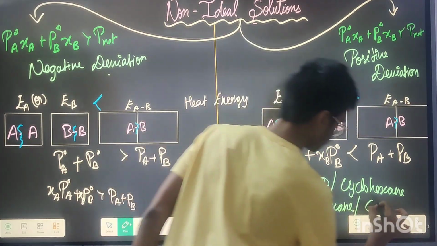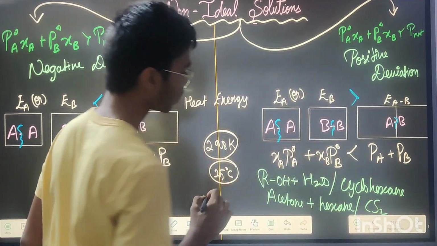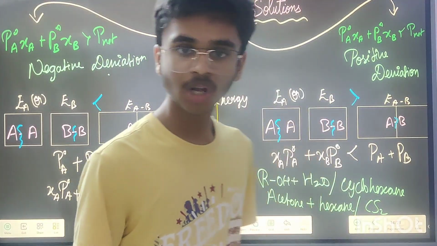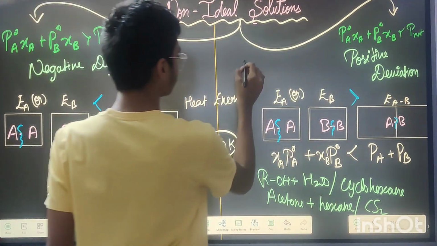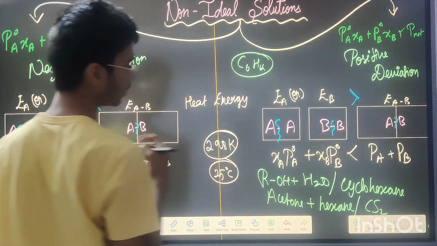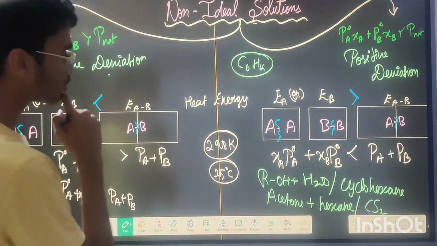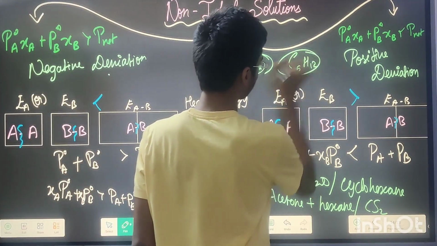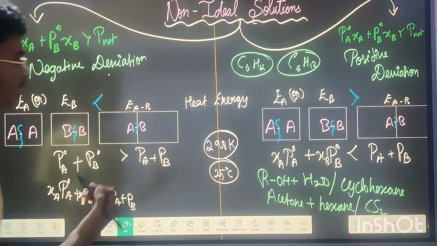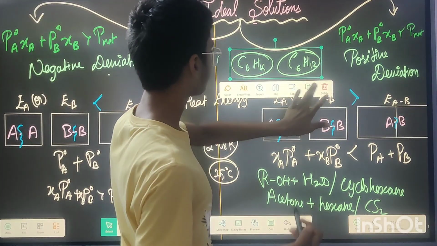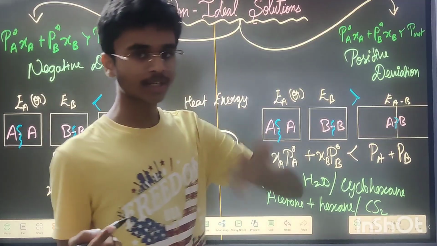See, in place of hexane I can put the formula also. In that case it is going to be C6H14. C6, H14. In case of cyclohexane it is going to be C6H12. This is what the formula is, but I have written it like this itself. But in case in the examination hall they give it in terms of formula, then please don't get confused.